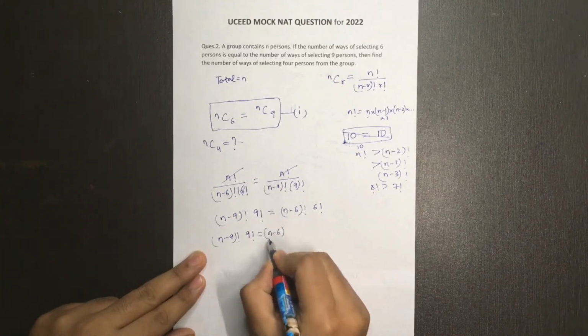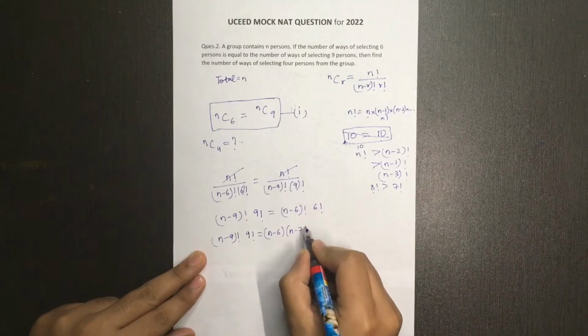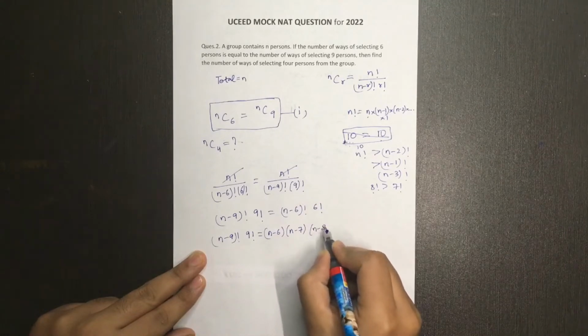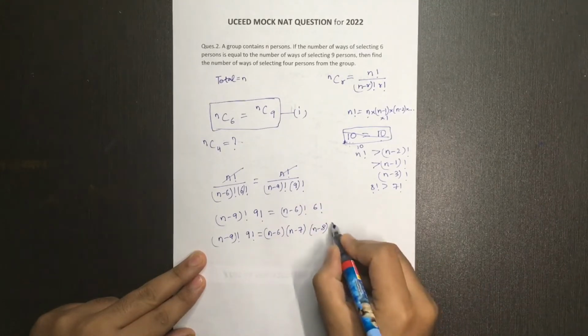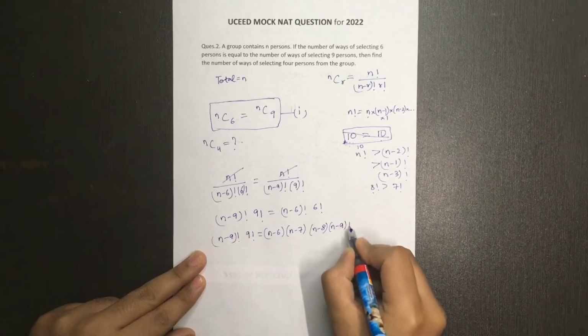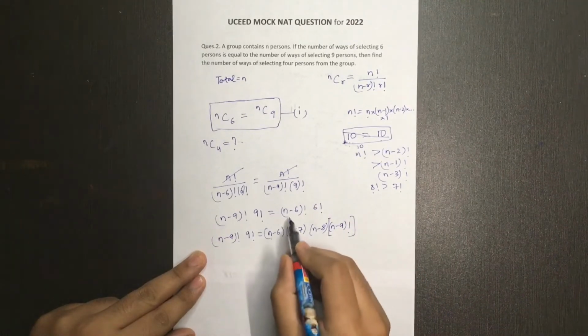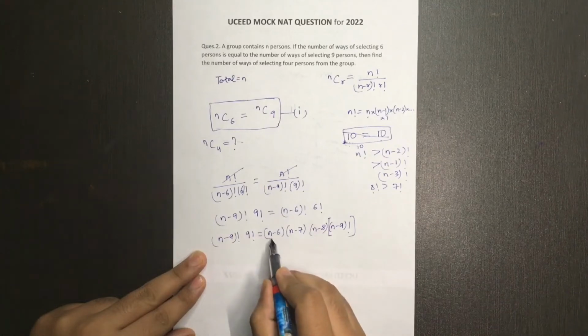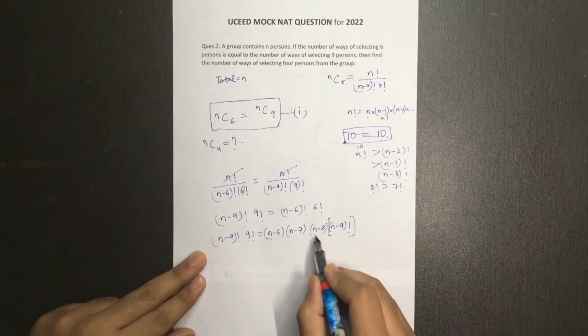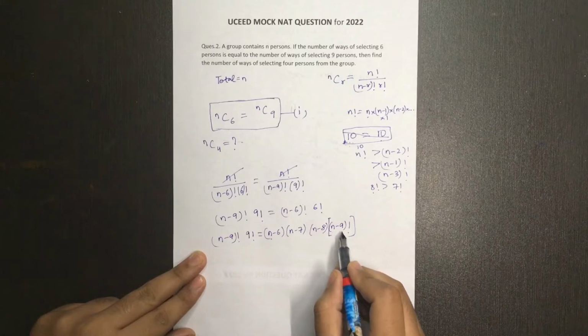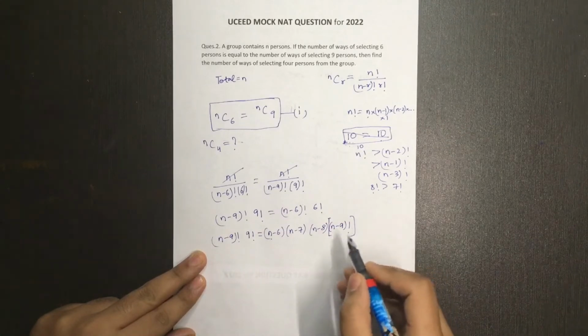Start with n minus 6, multiply by n minus 7, multiply by n minus 8 until it reaches 1. So now over here we can write it as n minus 9. After n minus 6, for (n minus 6) factorial, we can write n minus 6 into n minus 7 into n minus 8 into n minus 9 into n minus 10, and so on it will go.